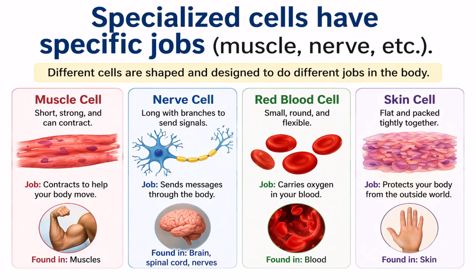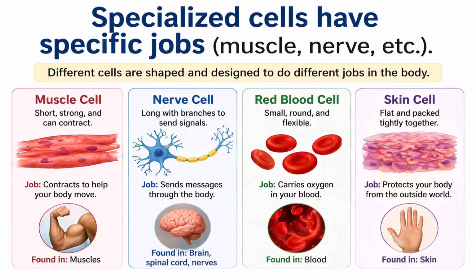Specialized cells have specific jobs. When we say specialized, we mean muscle, nerve, red blood, and skin cells. Different cells are shaped and designed to do different jobs in the body. Muscle cells are short, strong, and can contract. The job is to contract. When it contracts, it helps your body move.